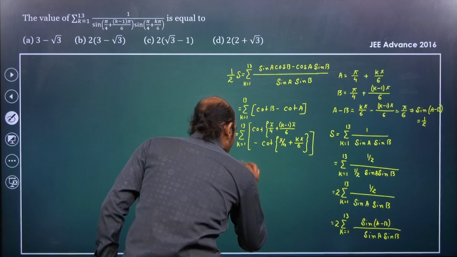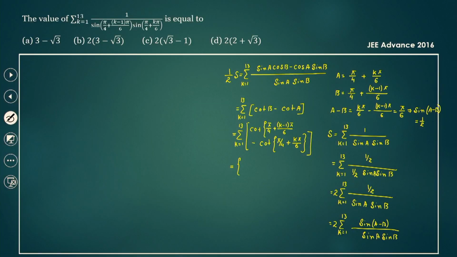So first term, okay, cot. Just write cot here. If I substitute k equal to 1, we see that it's pi by 4. The next one will say that it's pi by 4 plus pi by 6, right? Whatever may be the value. So let's go ahead. So it will give me cot pi by 4 minus cot pi by 4 plus pi by 6.